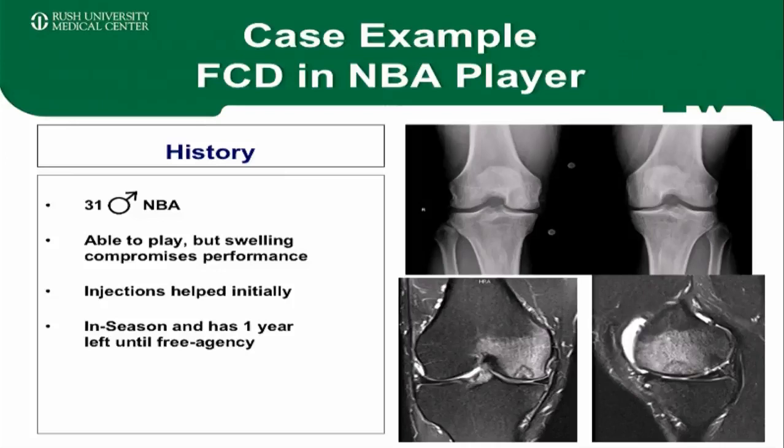This is one of those individuals. So this is an individual who can play but has swelling, compromise in their performance. Injection helped initially. They're still in season and have 1 year left until free agency. And when you look at that MRI, and there's even a suggestion on X-ray, you say that is a really ominous problem. How are we going to get this patient better?